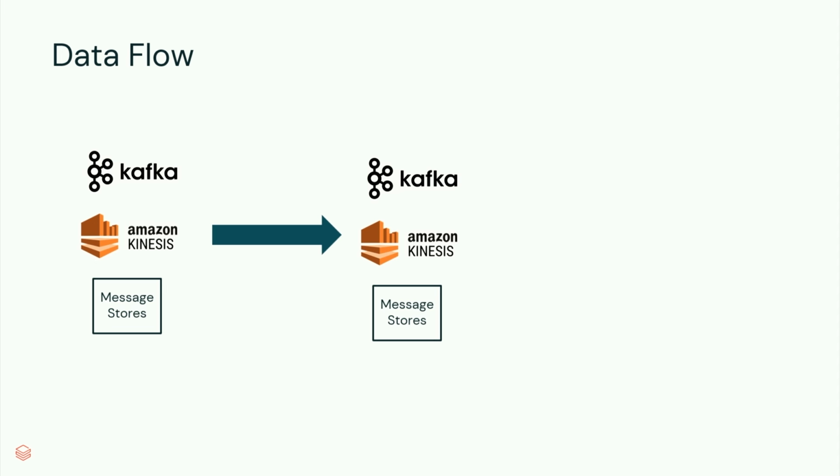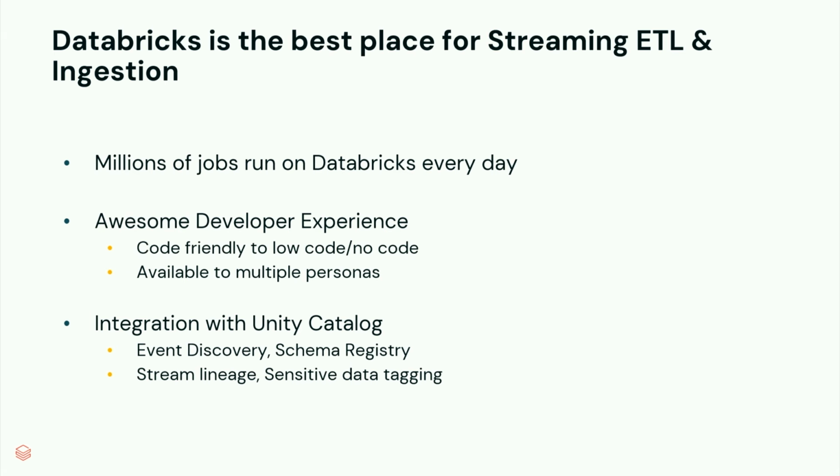So that's why the low latency operational use cases go from fast message buses to fast stores that include message buses themselves or OLTP databases or DynamoDBs or key value stores. And Databricks has been shown to be the best place for streaming and ETL and ingestion.